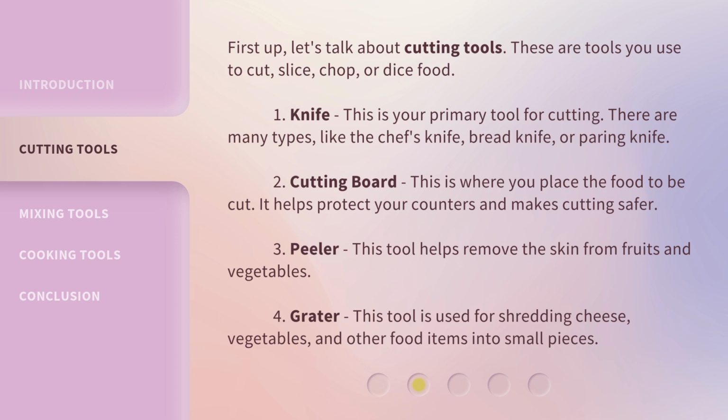2. Cutting board. This is where you place the food to be cut. It helps protect your counters and makes cutting safer. 3. Peeler. This tool helps remove the skin from fruits and vegetables. 4. Grater. This tool is used for shredding cheese, vegetables, and other food items into small pieces.